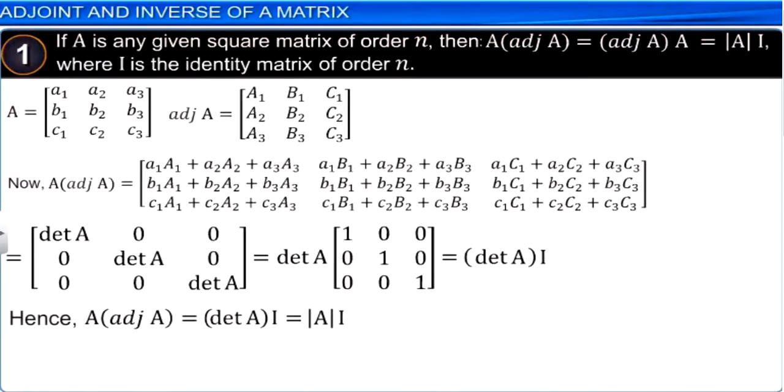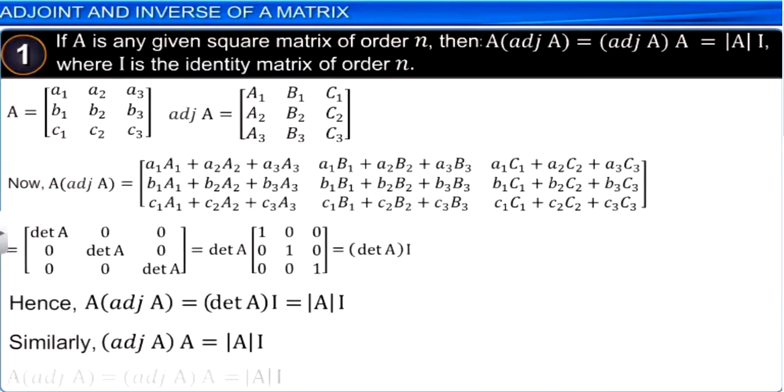Similarly, we can prove that the adjoint of A into A is equal to the determinant of A into the identity matrix. Hence, the result is true for any given square matrix of order n.